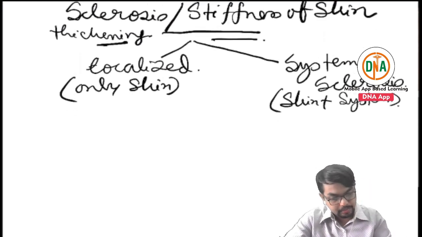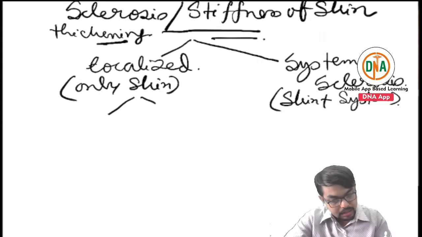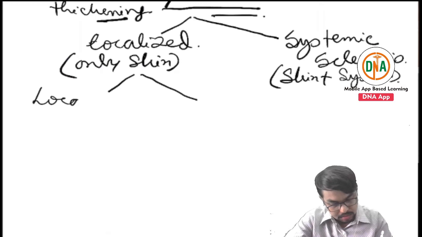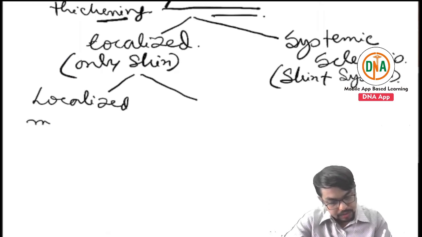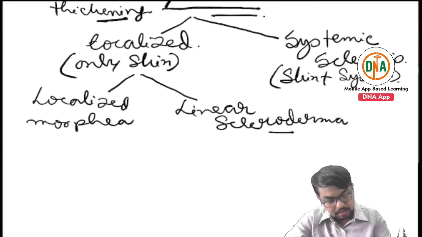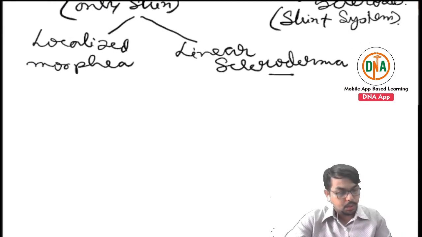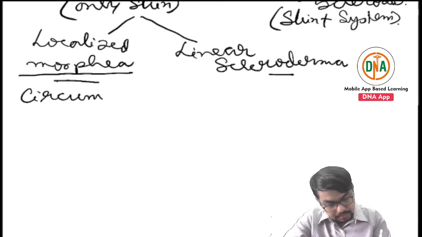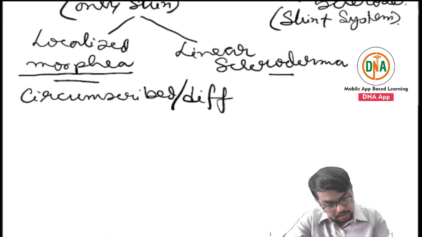Now the localized variety is of two types. One is localized morphea, another is linear scleroderma. Now the localized morphea is characterized by circumscribed or diffuse.